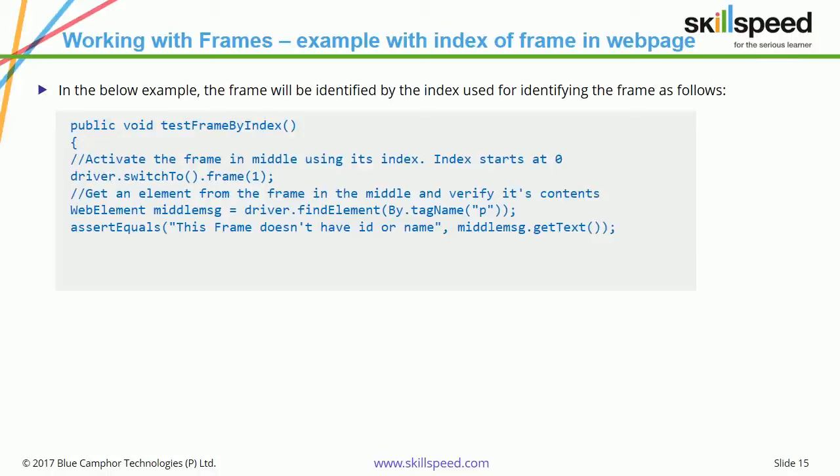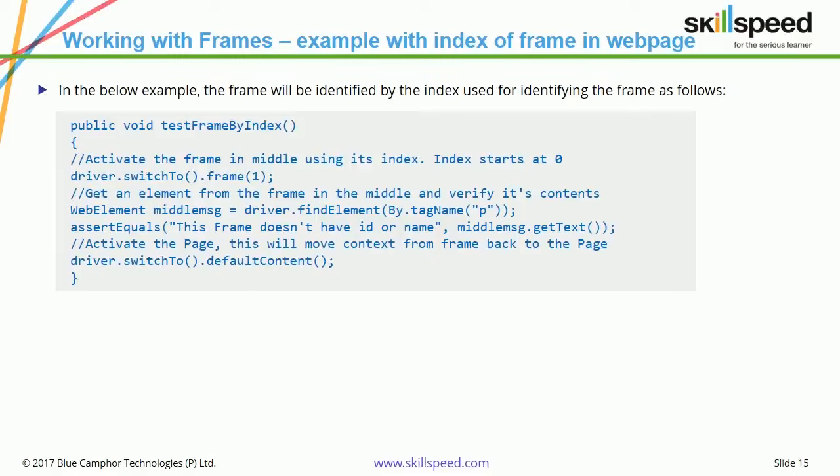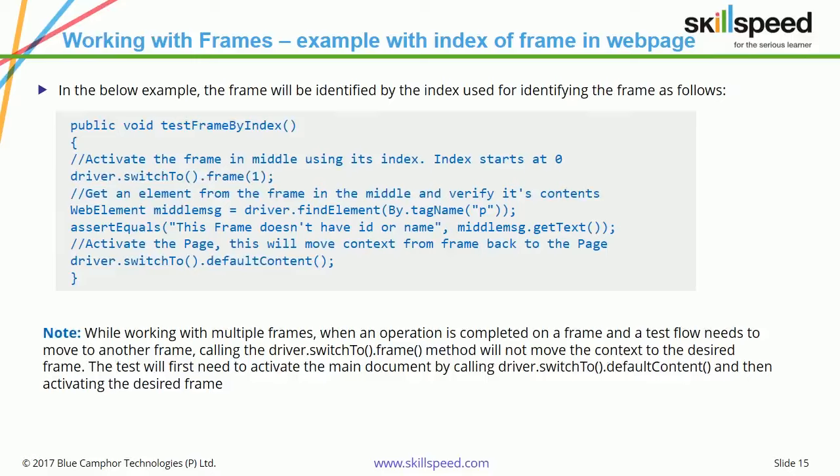Finally, we are moving the control back to the default page or the main page using the statement driver.switchTo().defaultContent(). Why should we actually move the control back to the main page, which is the same as the default content? This is because while we are working with multiple frames, when an operation is completed on one frame and the test flow needs to be moved to the other frame, calling the driver.switchTo().frame method will not move the context to the desired frame again. The test will first need to activate the main document by calling driver.switchTo().defaultContent(), and only then is activating the desired frame possible.